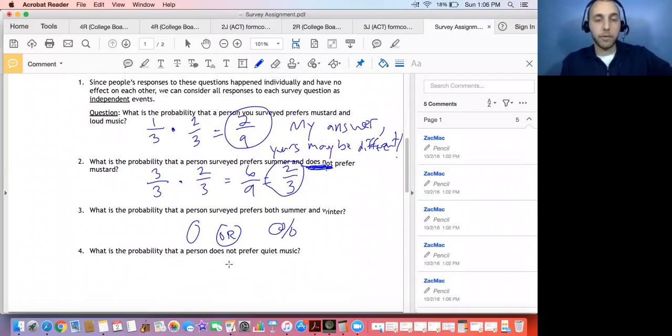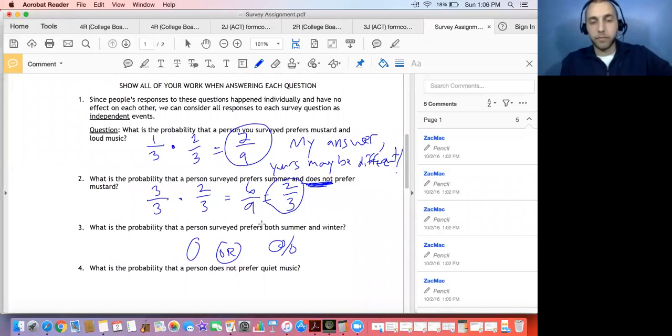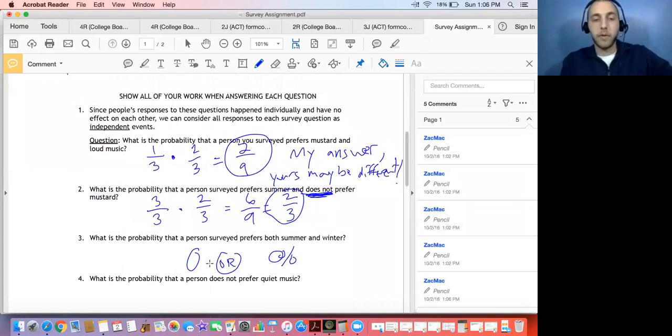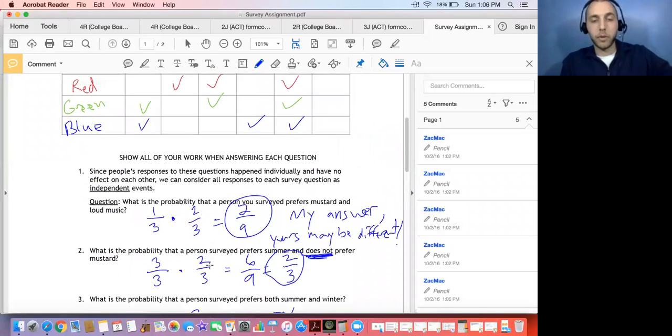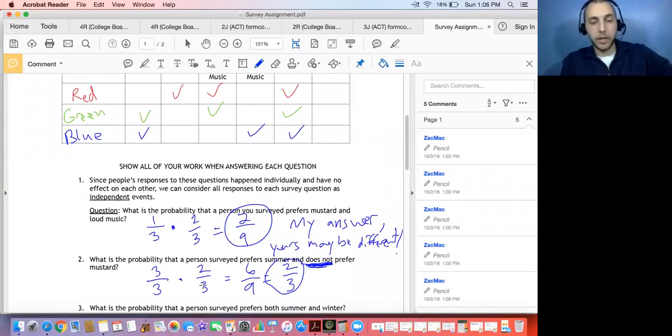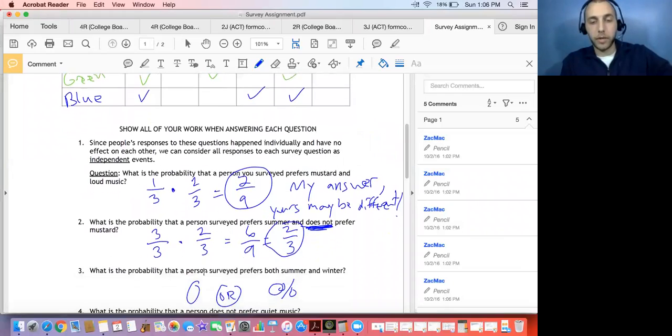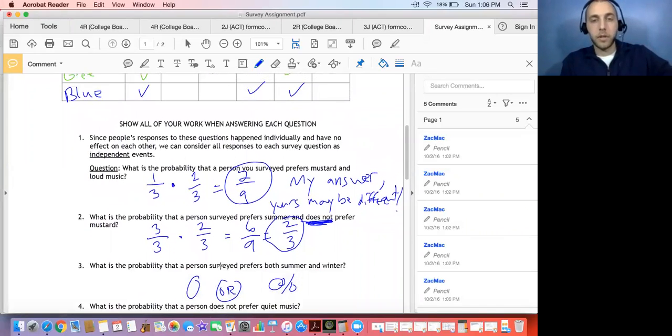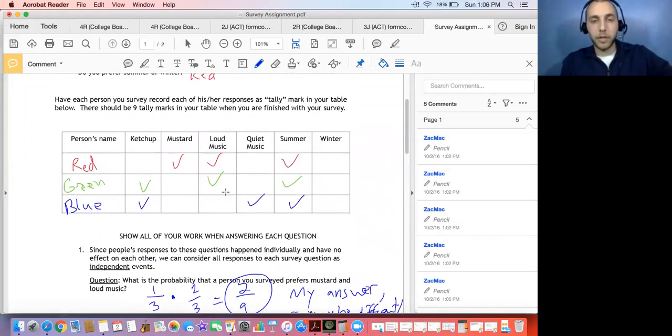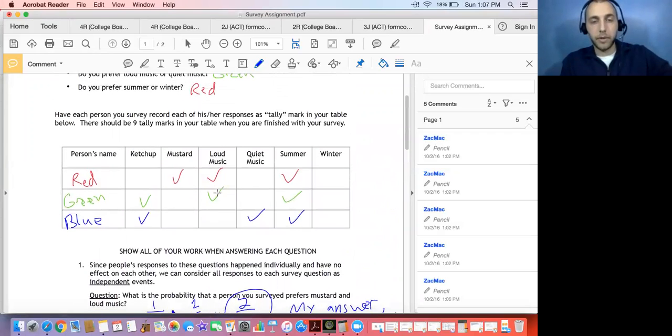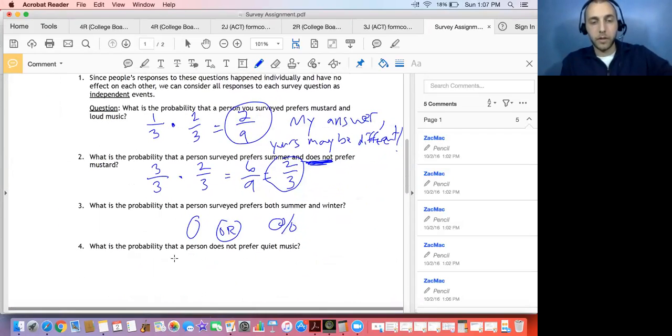What is the probability that a person does not prefer quiet music? That's a relatively simple question. Just asking about how one person felt in terms of one question. So there's no multiplication necessary. We're only asking about one of the questions in the survey. So who didn't prefer quiet music? That was 2 out of 3. And that's all you need there. 2 out of 3 people liked loud music.